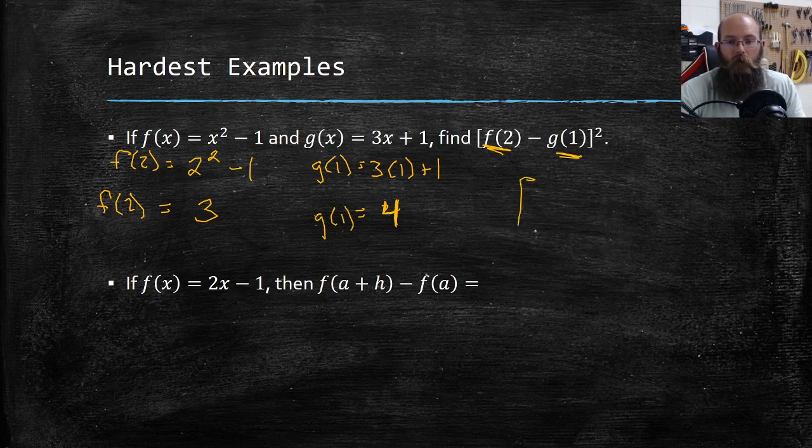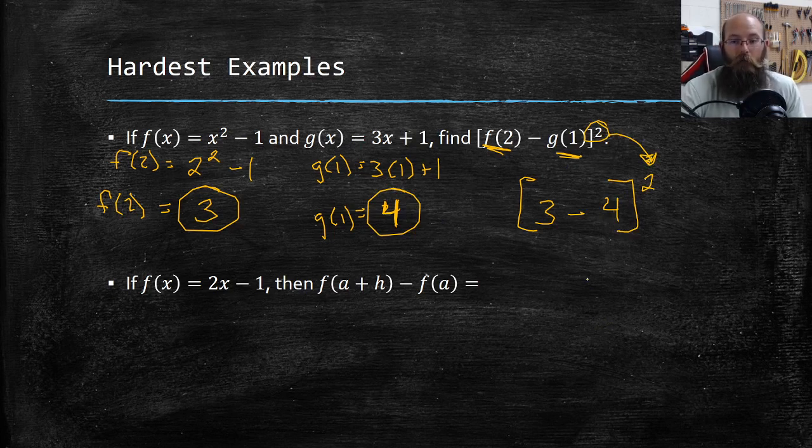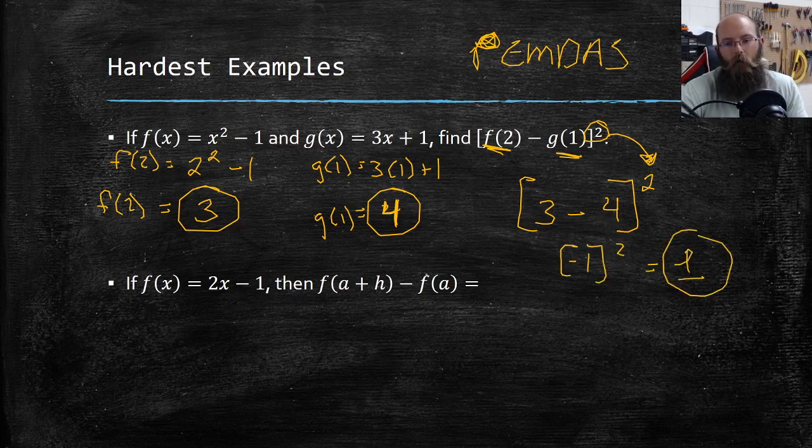So this thing says f of 2. Well, I know that's 3. This says g of 1. Well, I know g of 1 is 4. And then it says out here, right, square that. PEMDAS says I have to do my parentheses first, right? PEMDAS. It's a bad P, but you get the idea. 3 minus 4 is negative 1. I then have to square that, and I get a positive 1. Nice. Yeah, I do my ones weird. Get over it, folks.